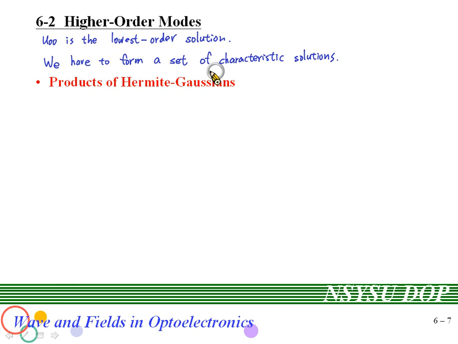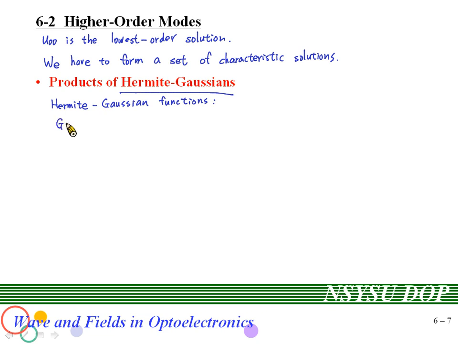And what will be all the characteristic solutions? They will be Hermite-Gaussians. That is, Hermite-Gaussians are the solutions of the paraxial wave equation. What are the Hermite-Gaussian functions? By the name, Hermite-Gaussian functions means the combination of the Gaussian function and the Hermite function.